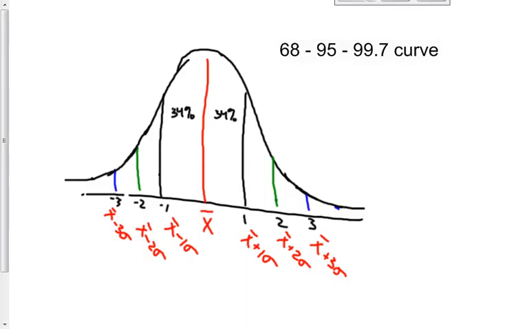It's also called the 68, 95, 99.7 curve. The reason why it's called that is because it's broken up into different pieces. So if you look on the bottom of your curve, some of you may have some numbers written in already. Those of you who have a clean sheet, you're going to be writing in these numbers. First thing you need to know is that halfway in the middle of your curve, you're going to have your mean symbol. That's this guy right here, right in the middle.